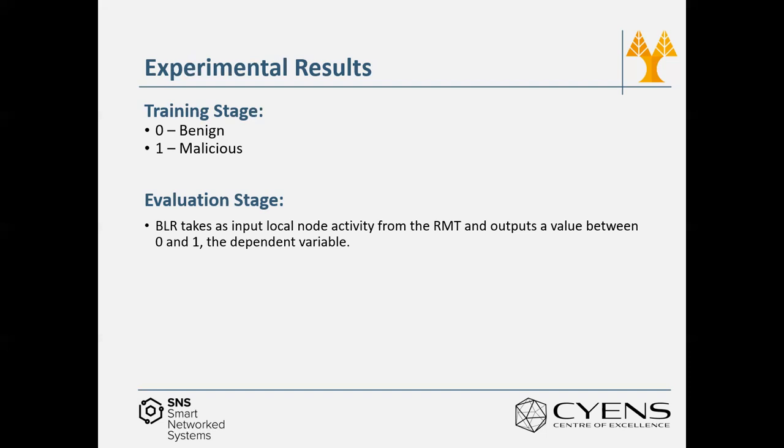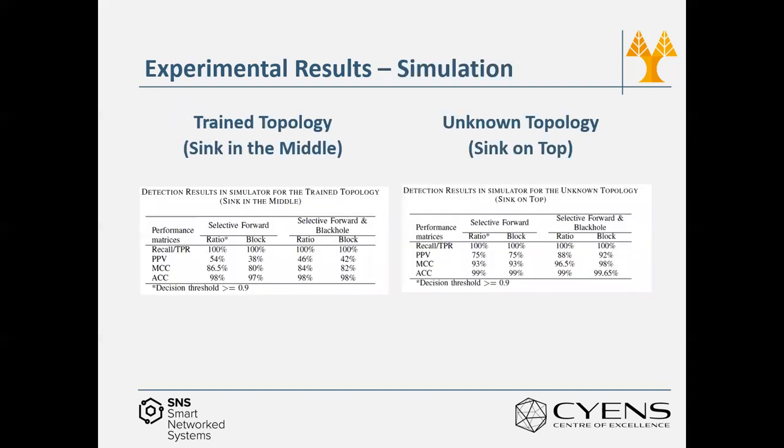With a low decision threshold, there are more false alarms, but more possibilities to detect the malicious node, while with a high decision threshold, there are fewer false alarms, but with the risk of not detecting malicious nodes. The current slide presents our results when we evaluated the BLR detection model in the simulator.